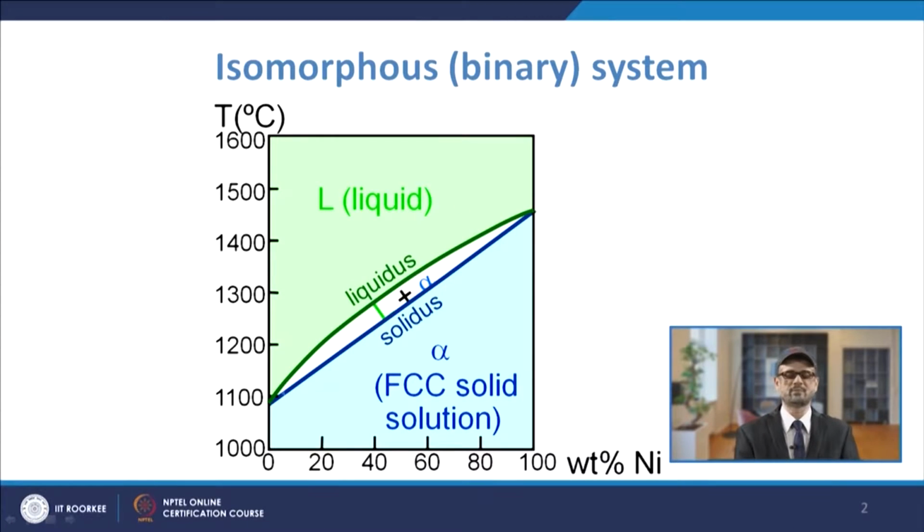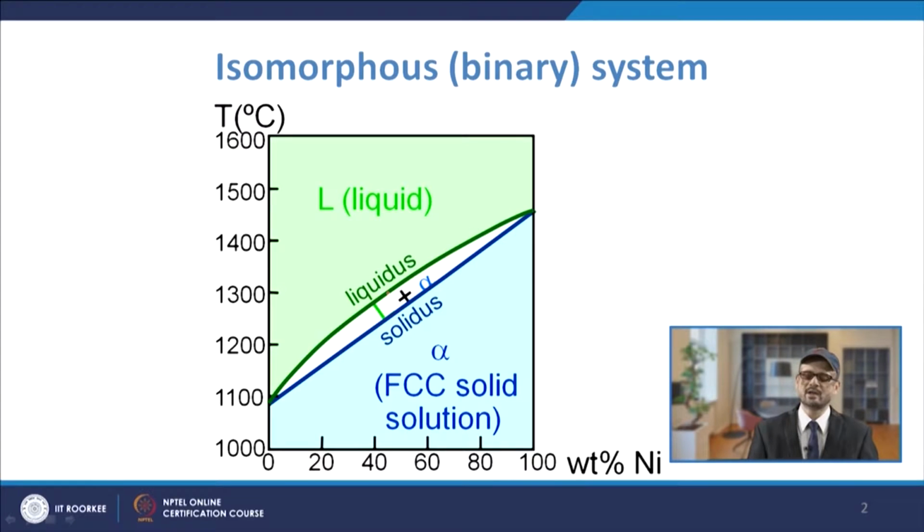On this side you have copper and on this side you have 100% nickel. Copper has a melting point of, say, 1083 degrees centigrade, and nickel's is higher. In this case, this is your FCC solid solution alpha, which is below this line, and above the liquidus line you have all liquid, and in between you have the liquid plus alpha zone.